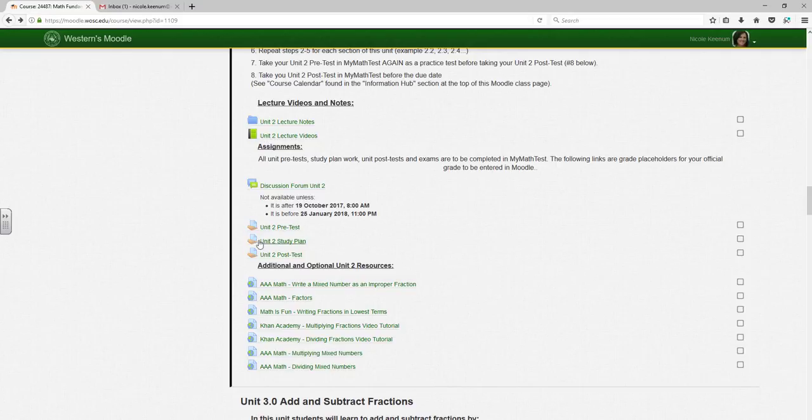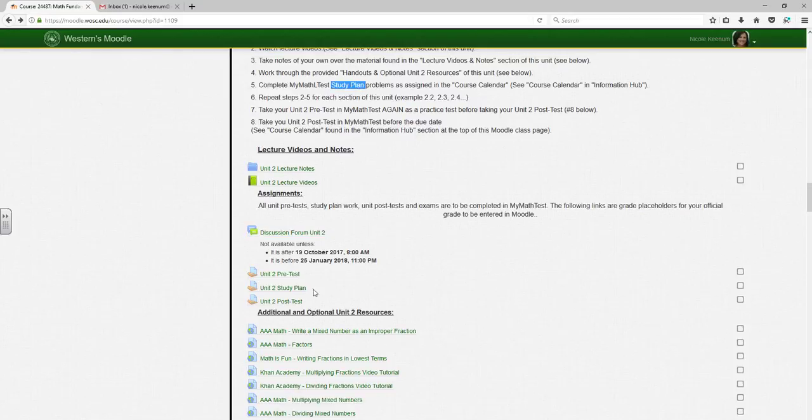So again, here are your assignments. The discussion forum is also due. It's over Unit 2. I would say start on some of your study plan and then work on your discussion forum, as they are the same. You need to be able to write problems that you're struggling with in your forum and ask for help from some of your fellow classmates, as well as help others on their problems.